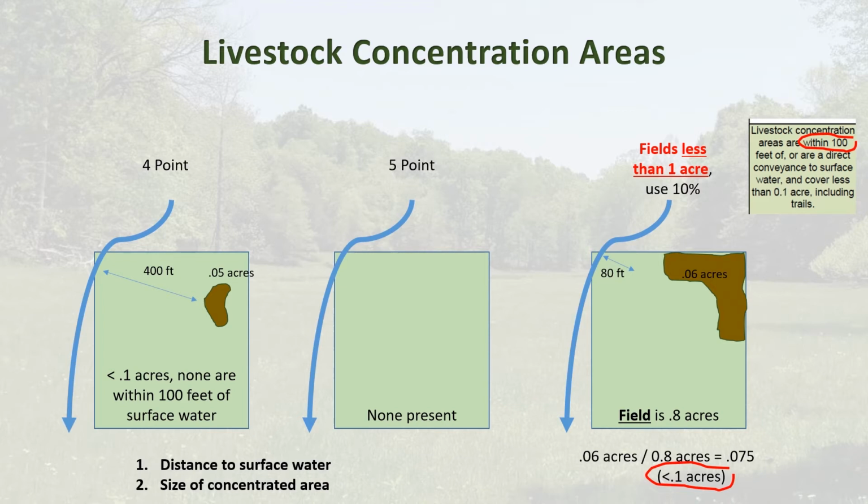The last example is a field of less than 1 acre, which seem to be increasing in number. It may be a horse lot, a few goats, or perhaps even being used for a 4-H calf or a bull. Use the percentage of 10% instead of 0.1 acres for a field which is under an acre in size. Take the disturbed area and divide by the field acreage. In this case, it is less than 10% at 7.5%, but it's also under 100 feet to the stream, so we're going to rate it a 2.